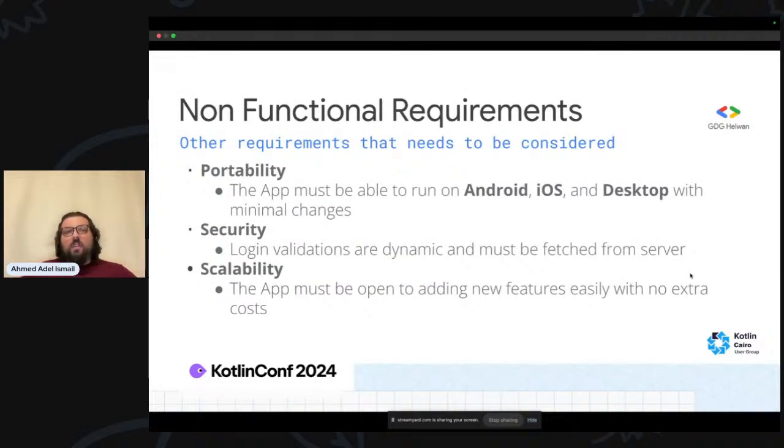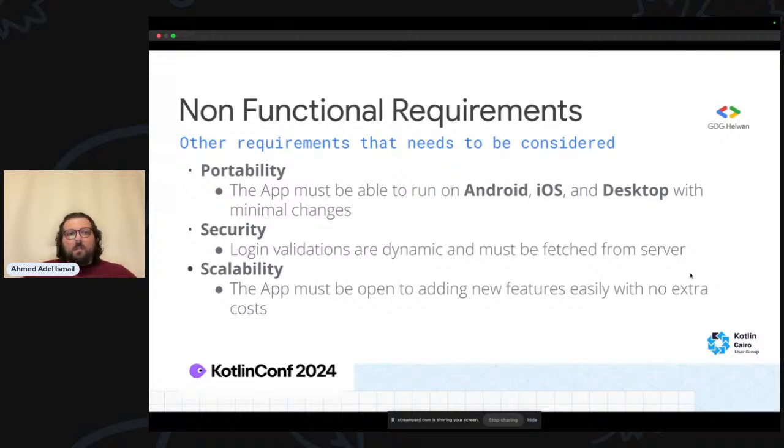So this is about the functional requirements. What about the non-functional requirements? This is some example of the non-functional requirements of this small project. One of the main non-functional requirements, and the reason why we are using KMP or Kotlin Multiplatform here, is portability. It's required that this application must run on Android and iOS and desktop with minimal changes. This is the reason why we're using KMP.